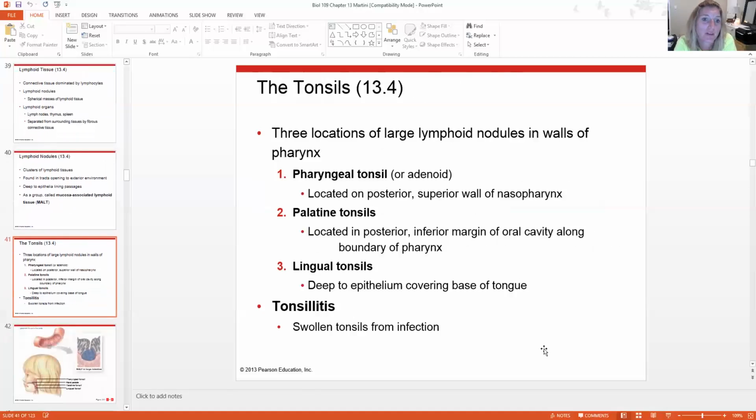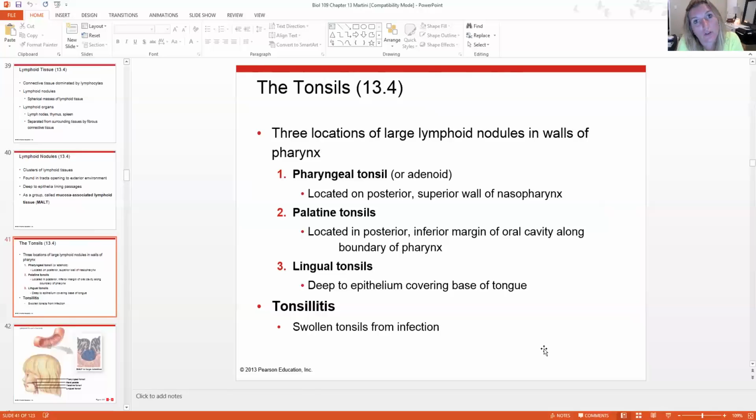The tonsils are one of them. There are lymphoid nodules in the walls of your pharynx. Pharynx is the fancy word for throat. You have the pharyngeal tonsils or adenoids, which are located on the posterior and superior wall of the nasopharynx. You have the palatine tonsils, which are located posterior and inferior along the boundary of the pharynx. And then you also have the lingual tonsils, which are covering the base of the tongue.